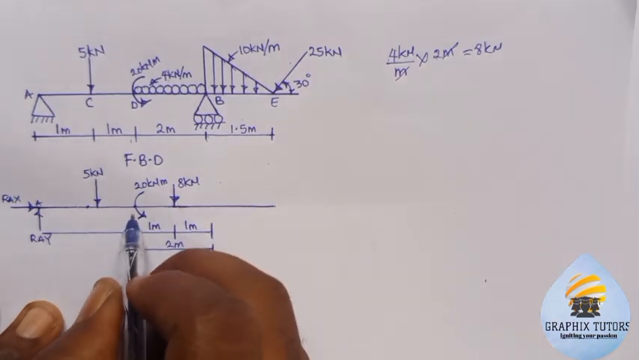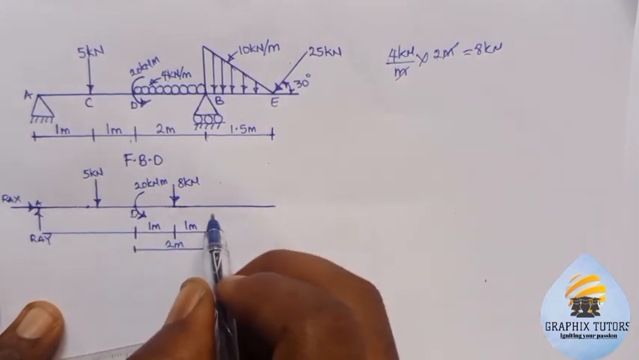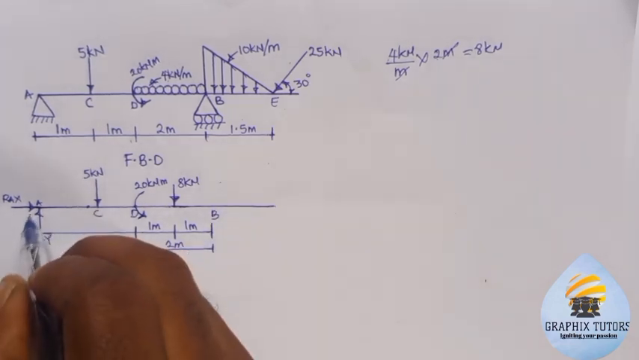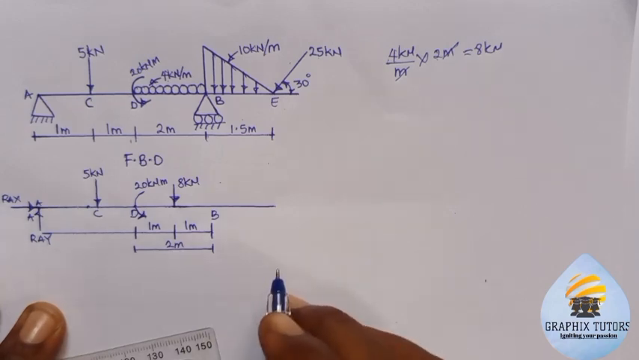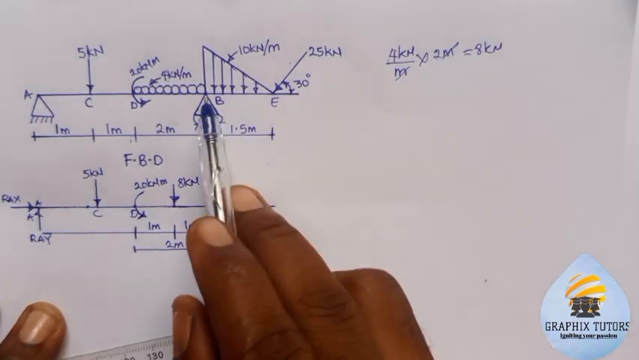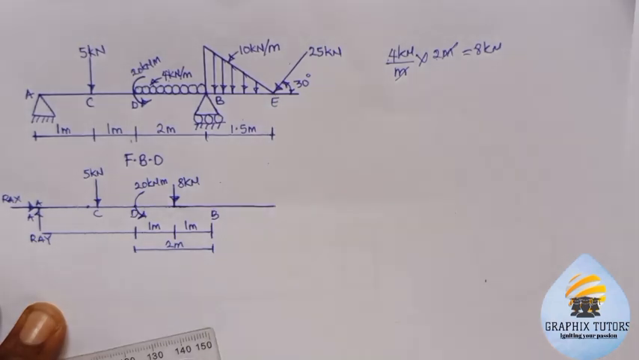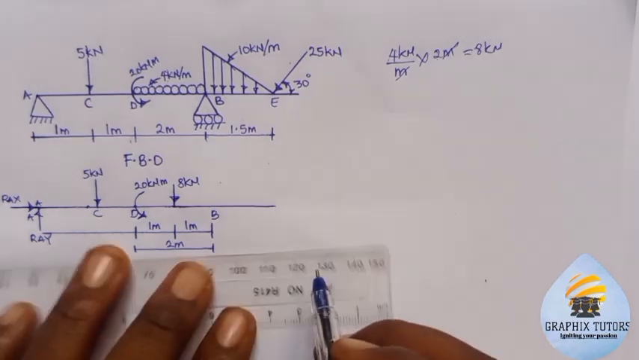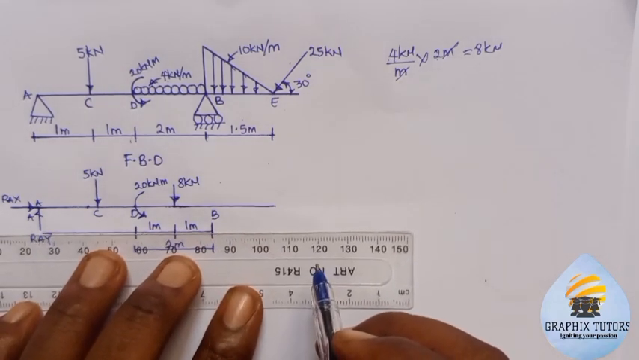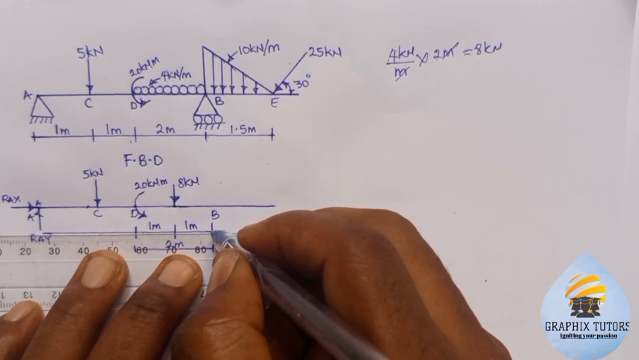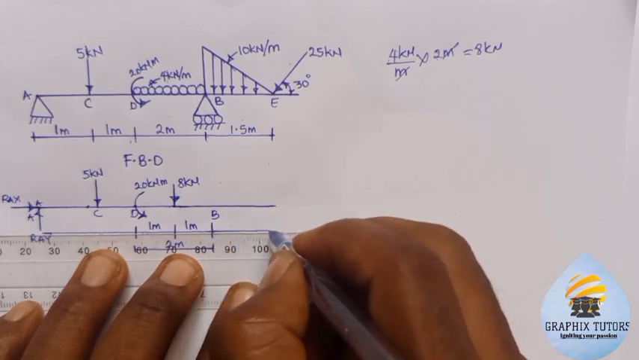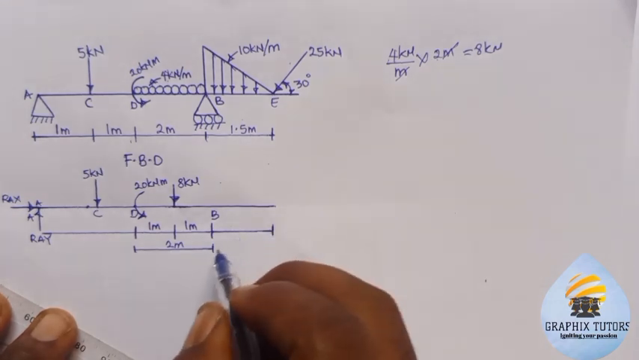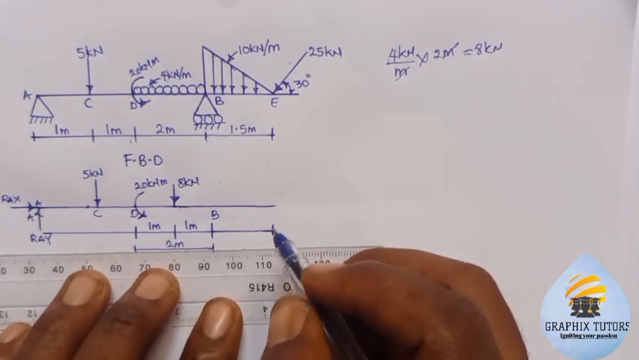Now we know this is our point D, and this is our point B. This is our point C, and this we'll call point A. The next thing we're going to do here is this. This is a UVL, uniformly varying load. So we need to convert it also to a point load. We know that it is acting across a length of 1.5 meter. From here to here is 1.5 meter.